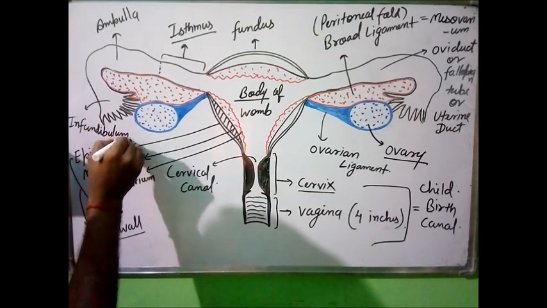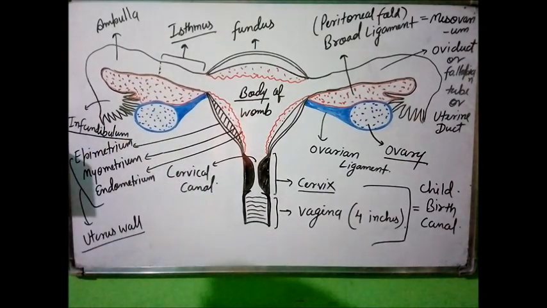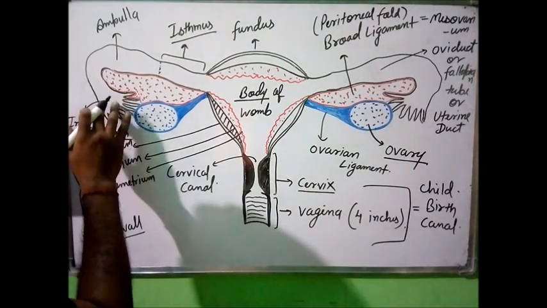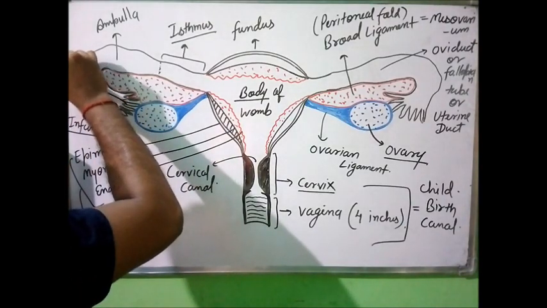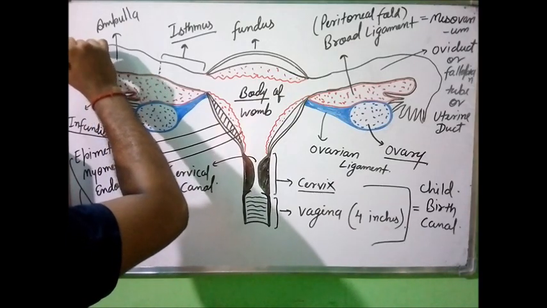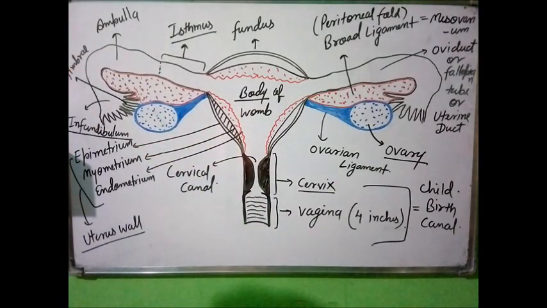Infundibulum. So infundibulum means funnel like structure. This is the funnel like structure which has small finger like projections, and these small finger like projections are called fimbriae. The small finger like projections present at the brim or margin of the infundibulum are called fimbriae. Now the work of fimbriae is what?